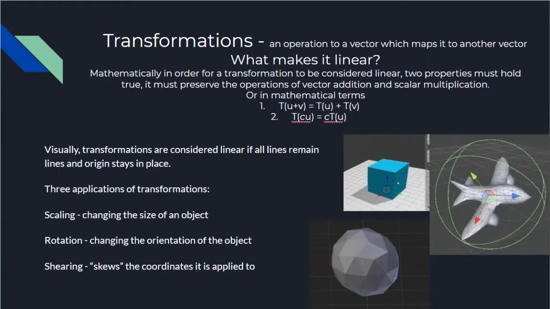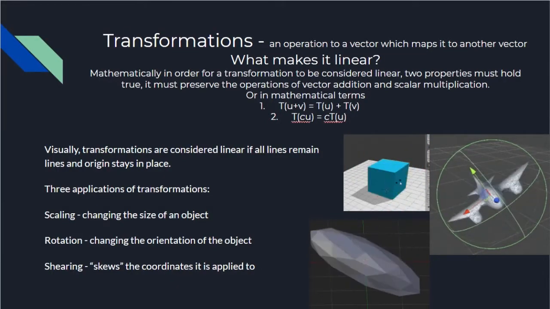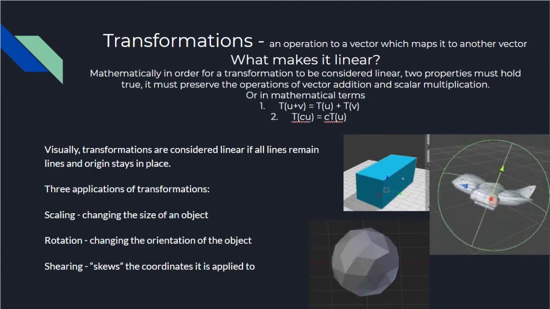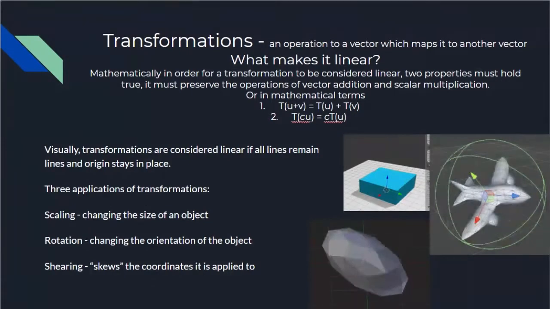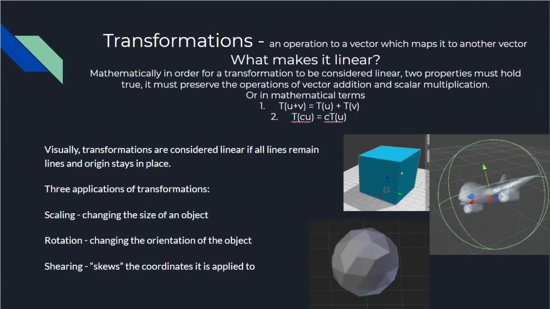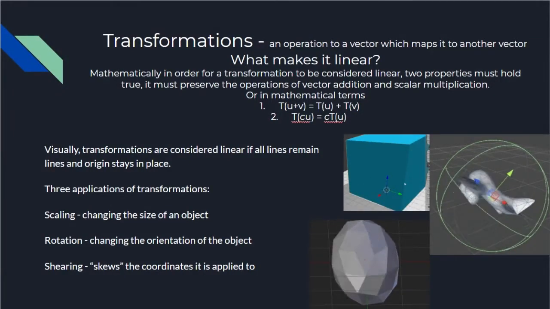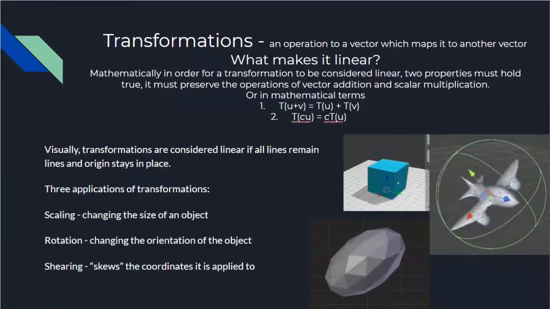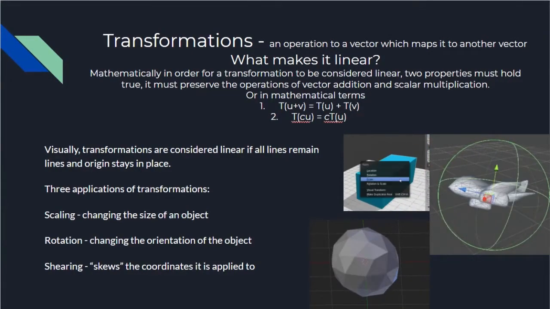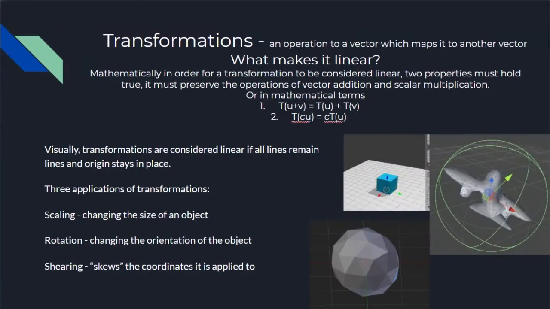Visually, transformations are considered linear if all lines on the grid where you plot the vectors remain lines. And you also have the origin at a fixed point, so you don't move the origin around. And so we'll be looking at three applications of these transformations: scaling, rotation, and shearing. And here we have images of each type.